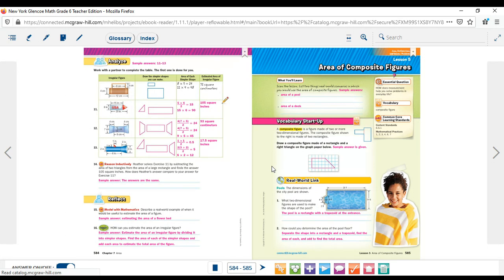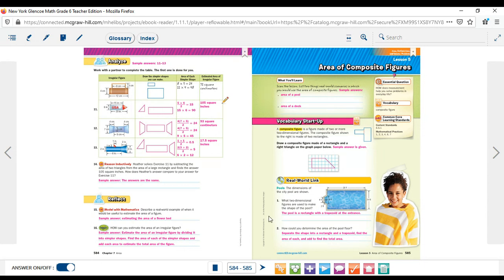And then if we look down at where it says real world length, the dimensions of the city pool are shown. What two-dimensional figures are used to make the shape of the pool? Okay, so like I told you a little bit earlier, the pool itself is a rectangle. But at the entrance or the stairs is a trapezoid. So you should notice that this is a small trapezoid, this is a large rectangle.